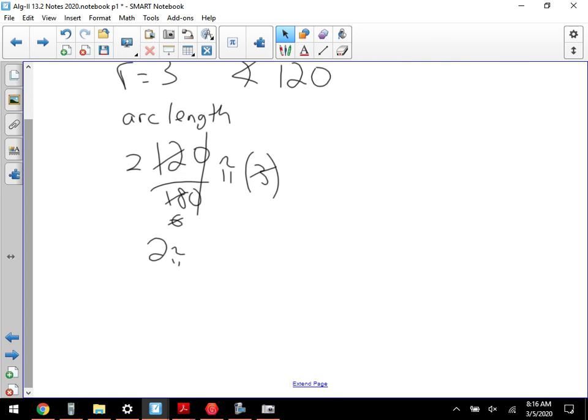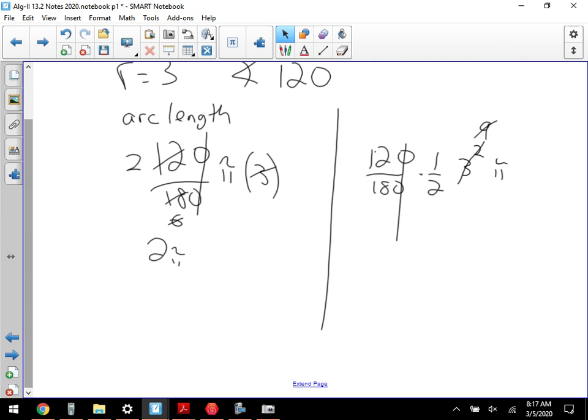Same idea if I do the area of the sector with that same information. You do your central angle over 180, then times 1/2 radius squared, and our radius was 3 squared, and then we still need a pi. 3 squared is 9. So I drop my zeros. This becomes a 9. 9 goes into 18 twice. 2 times 2 is 4. 4 goes into 12, 3 times, so your answer is 4 pi.